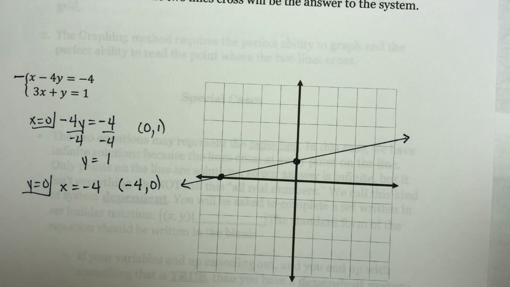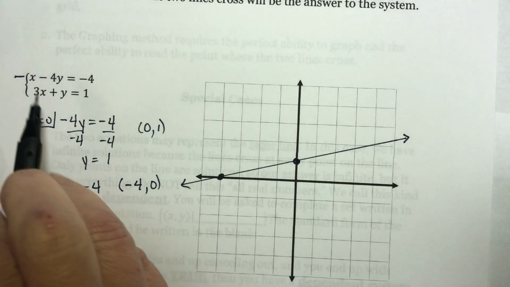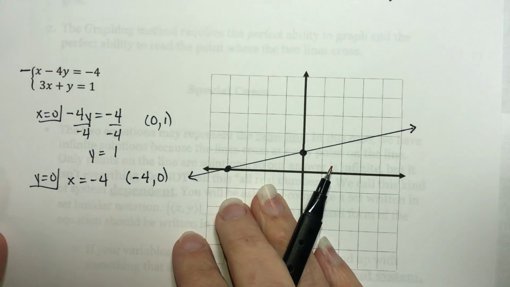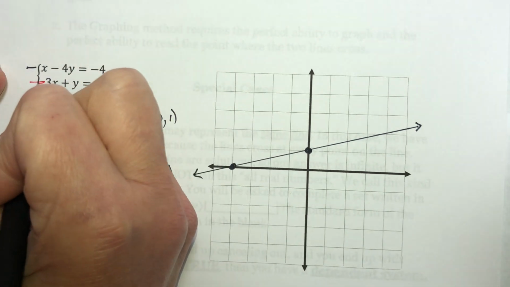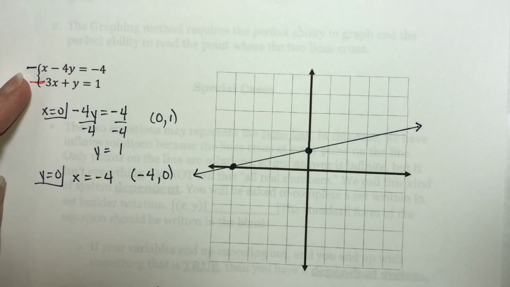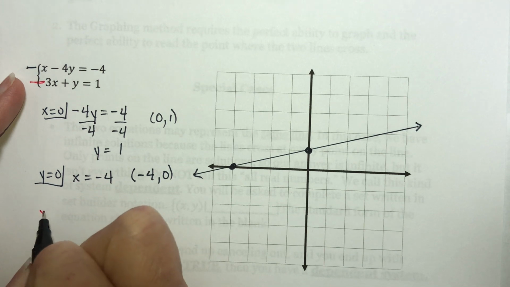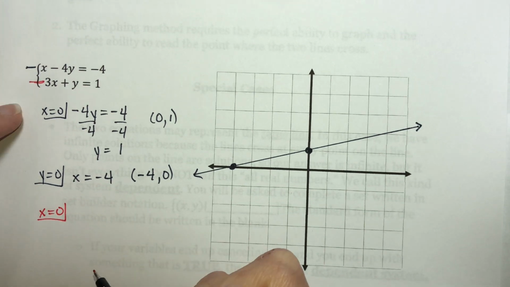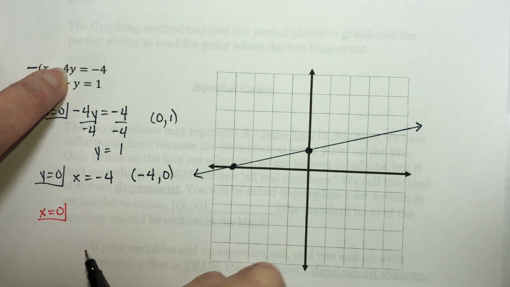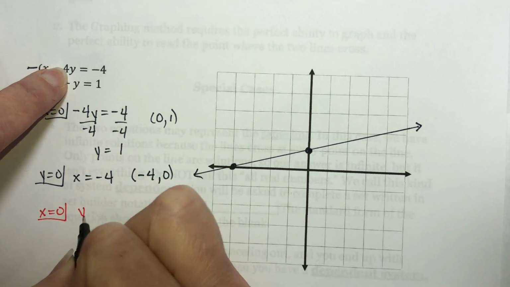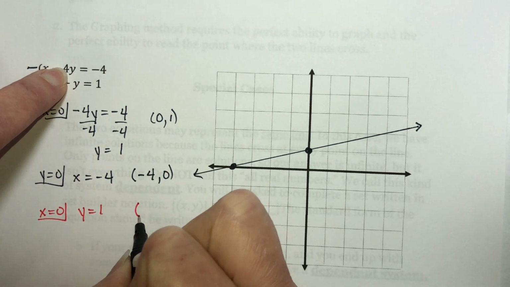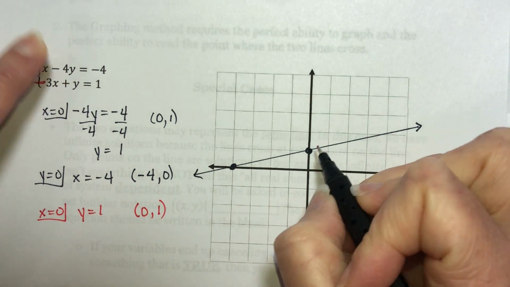Okay, so every single solution to that first equation is somewhere on this line. Now let's go to our second one. I'll do this one in red. I can try using intercepts again. If x equals 0, then I have 3 times 0, which is 0, and I get y equals 1, which would be the point 0, 1, which is right here.